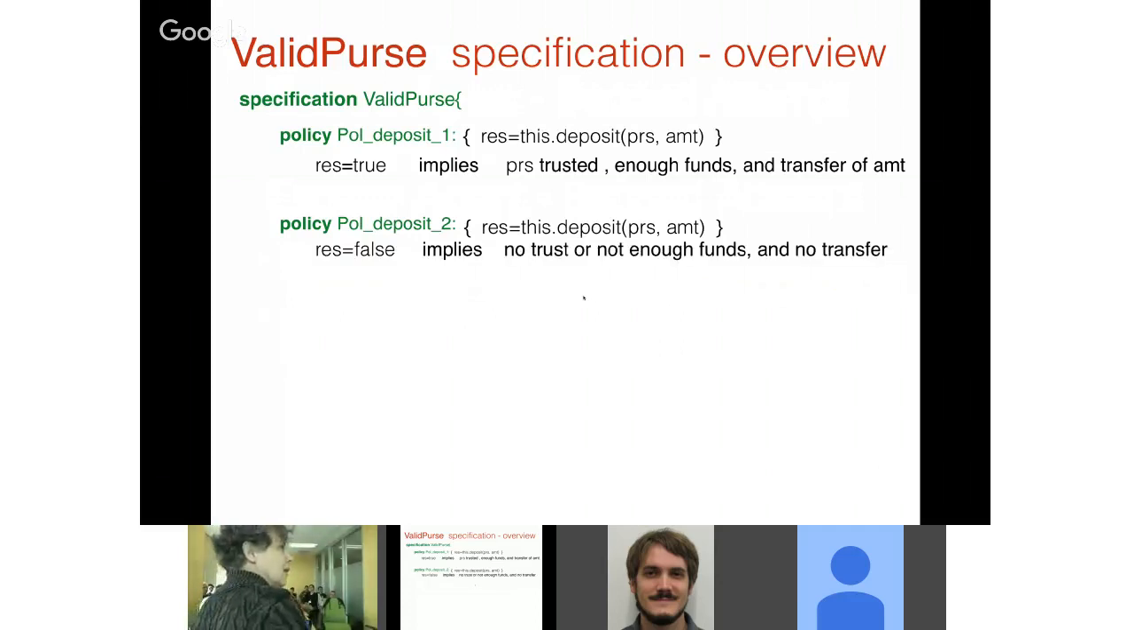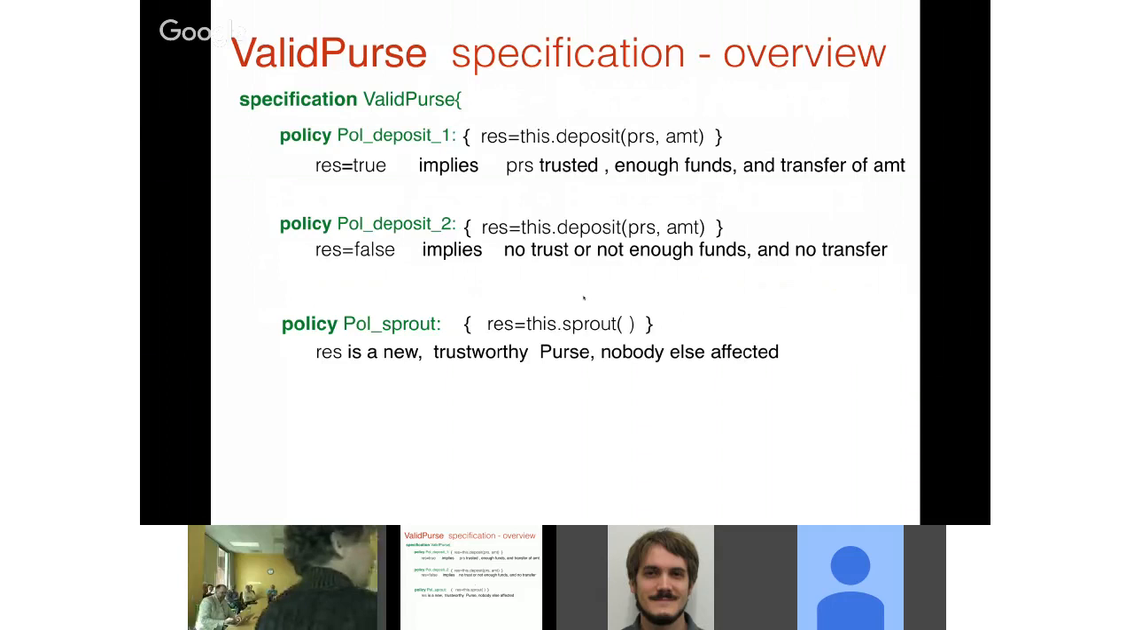On the other hand, there is the case where the result is false, and in that case, either this purse argument was not trustworthy, or there were not enough funds, and in both cases, the transaction will not have taken place. Then there is the other operation, which is called sprout. You could call this new if you were not Mark Miller, but sprout is much more flowery. What it means is we are asking a purse to create another purse of the same trustworthiness, and in the process, nobody else is affected. These operations also have the guarantee that nobody else is affected, but I didn't have enough space to put it on the slide.